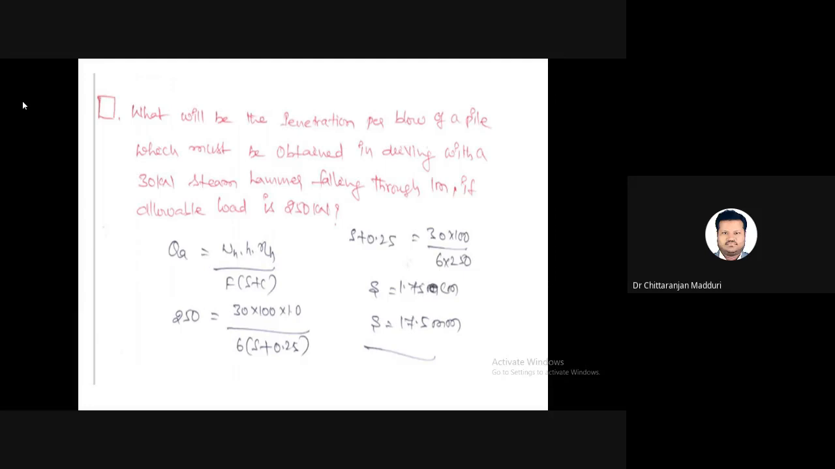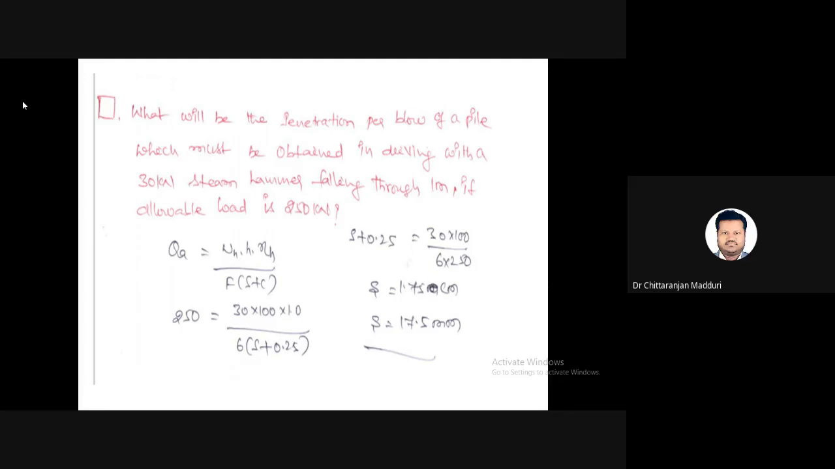So here another problem is given. What will be the penetration per blow of a pile which must be obtained in driving with a 30 kN steam hammer falling through 1 meter, if allowable load is 250 kilonewtons?